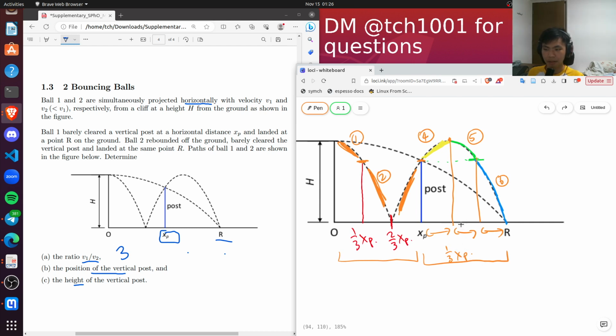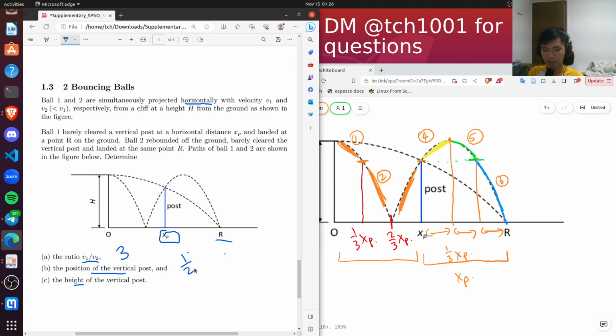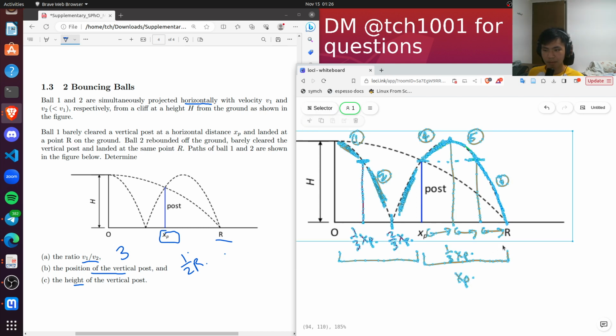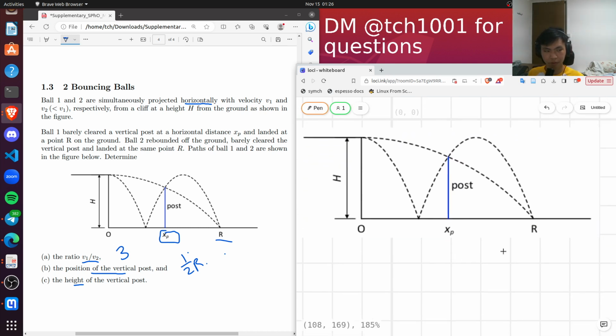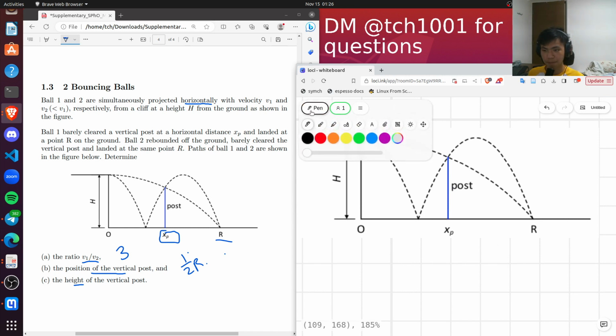and you can convince yourself that 4, 5, and 6, right? They span xp in total, right? So that means that xp must equal half r. Okay, so xp is equal to half of r. That's the position of the vertical post. Okay, so let me just clear the screen and post one more time, and we go through part C.